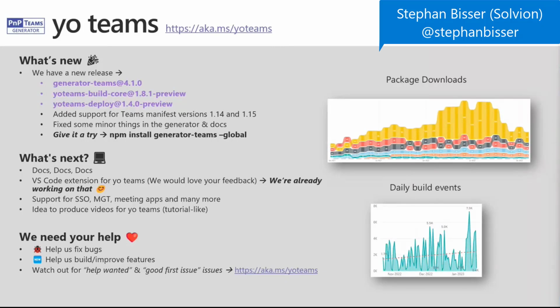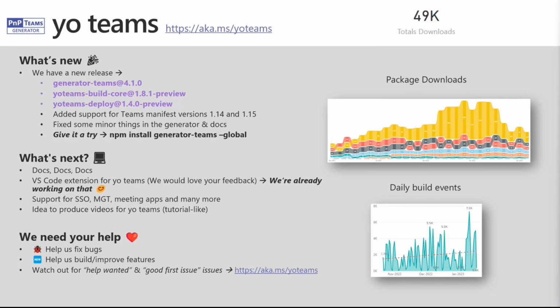Thank you, David. And we have a new release. Rick released 4.1.0 4 hours ago with support for generating Teams manifest versions 1.14 and 1.15. And we fixed some bugs which we encountered. We are working on releasing Teams build, core and deploy for stable versions as well later today or by tomorrow, hopefully. So definitely go check that out and give it a try.